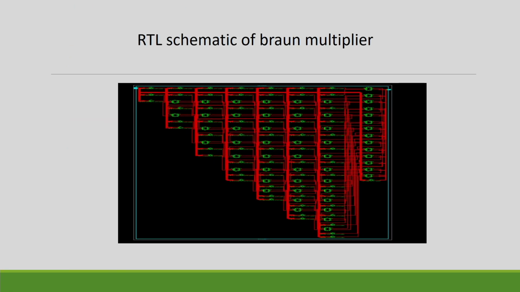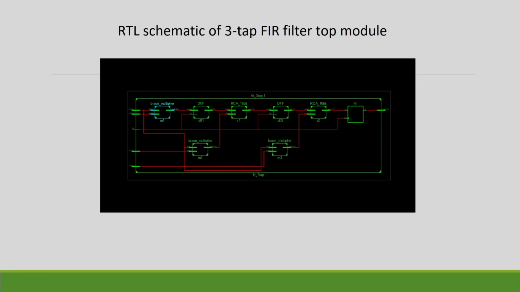So, this is basically the RTL schematic of the Braun multiplier. We can easily see the structure, how the products, partial products will be generated. Then we have finally the 3-tap FIR filter. This is a Braun multiplier, which is the previous one, this is another multiplier, this is another multiplier, this is a D flip flop, D flip flop, this is RCA, RCA, and the final output block. This is the total 3-tap FIR filter top module.